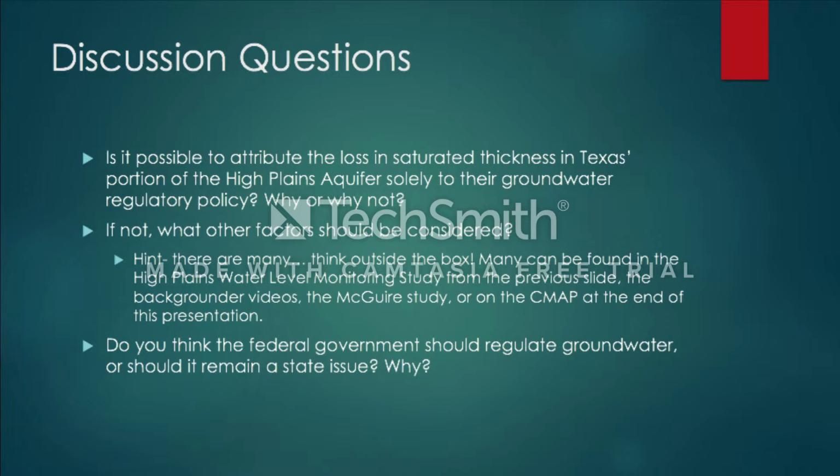Here's a hint, there are many factors, and I'd really like for you to think outside the box for this one. Many of the other factors can be found in the High Plains Water Level Monitoring Study from the previous slide, in the backgrounder videos, the McGuire study, and on my concept map on the end of this presentation. As I mentioned in my introduction to this project, this issue is truly wicked, and there are factors affecting the aquifer on multiple scales. So like I said, think outside the box. There are many factors that aren't even listed in the backgrounders and background readings that I've put inside this presentation.